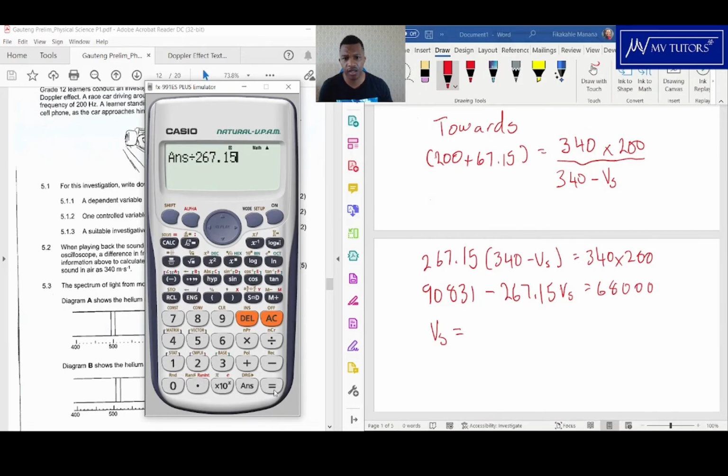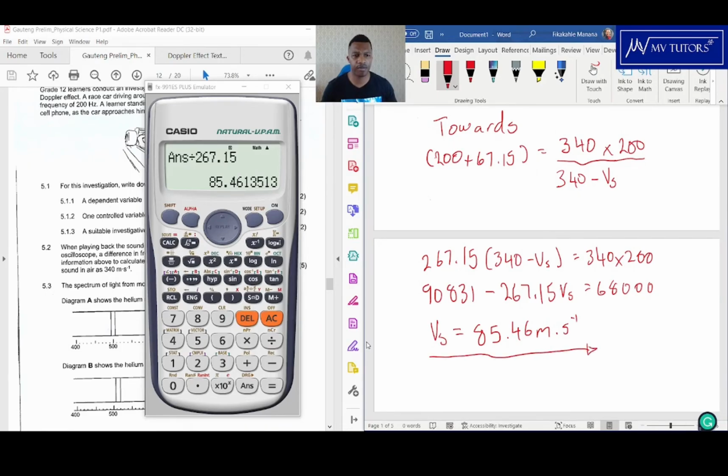267.15. It's equal to 85.46 meters per second. Now this is the answer you get when it's approaching. But if you did this, then you got full marks. You can obviously do the same for when it's moving away.